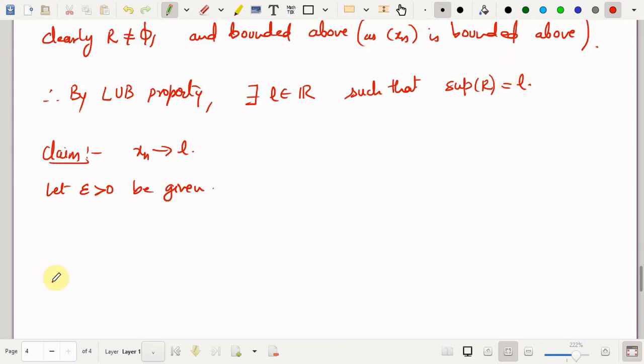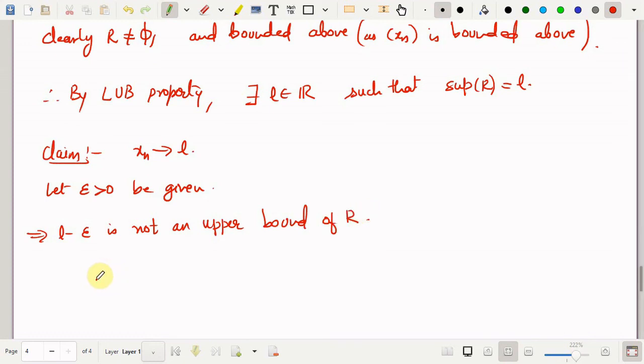So since epsilon positive is any given real number, what will happen is that L minus epsilon is not an upper bound of this R, right? Because L minus epsilon is less than this L, and L is the least upper bound. So this implies that, so I use the fact that L minus epsilon is not an upper bound of R. So what does this say?